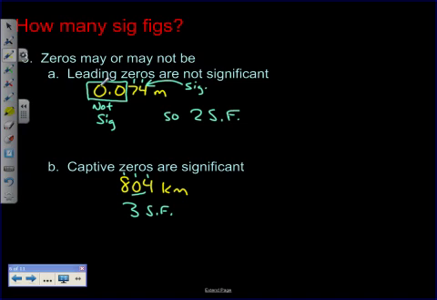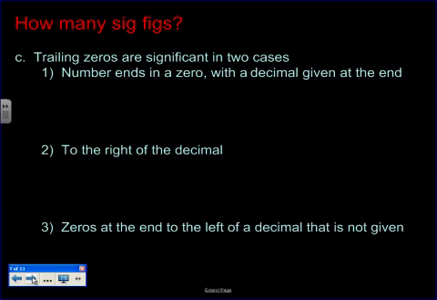Okay, so those are pretty easy. That's the stuff about sig figs that's easy. This next slide here gets a little bit harder. This is where it gets a little bit harder to figure out, a little bit harder to discern what's going on.